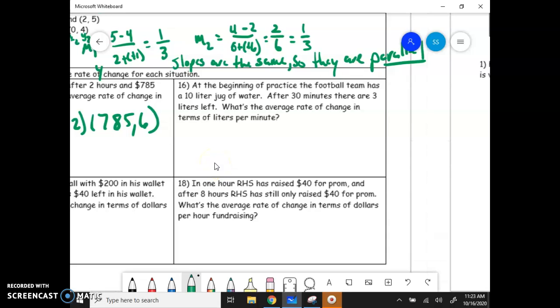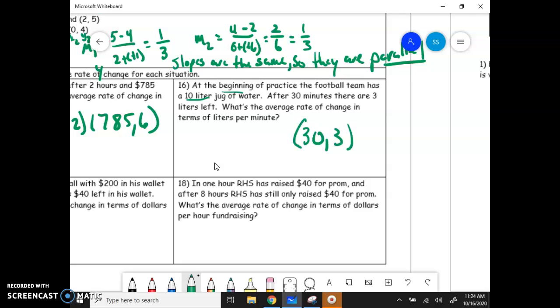At the beginning of practice, ooh, this one's a little bit tricky. At the beginning of practice, the football team has a 10-liter jug of water. After 30 minutes, there are 3 liters left. Okay, so this one's pretty straightforward. We're going to do this as 30 and 3. There's 1 point.